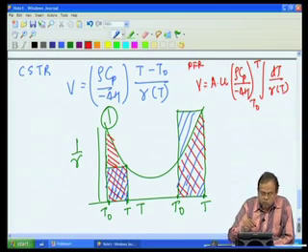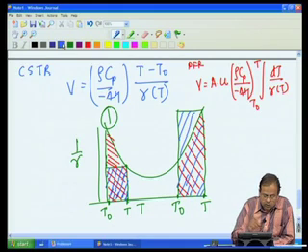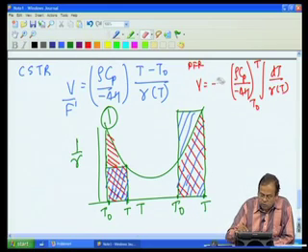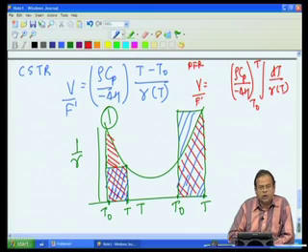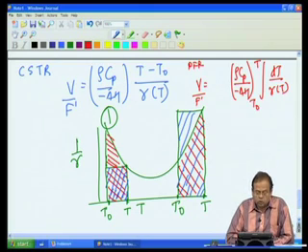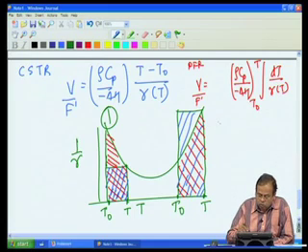I think I stand corrected. This should be F prime, and let us put it in the same manner, so that there is no confusion. We are essentially looking at the residence time. So, what happened now in this scenario 2? What do I see?